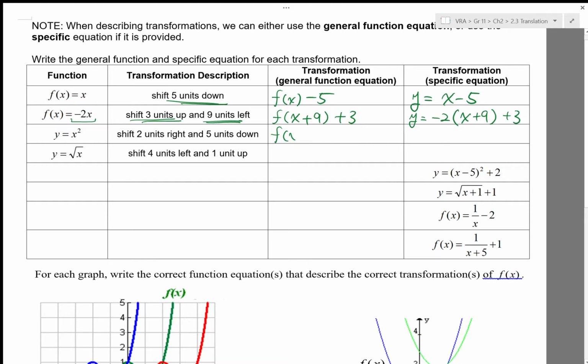Now the next one, then we have f at x. It says 5 units down and 2 units to the right. So 2 units to the right means it's negative 2 because you're moving to the right. And then you have minus 5 because you're moving down.